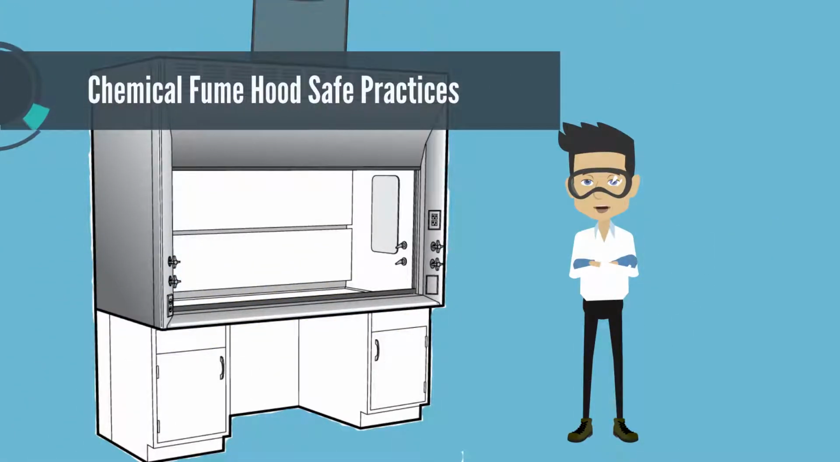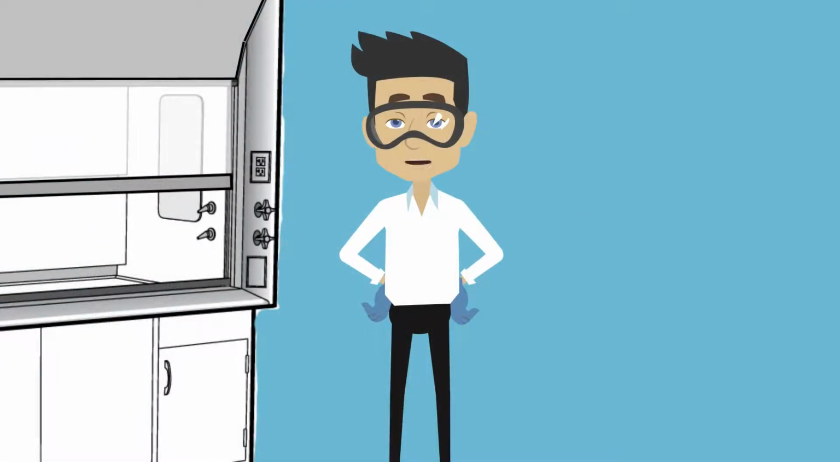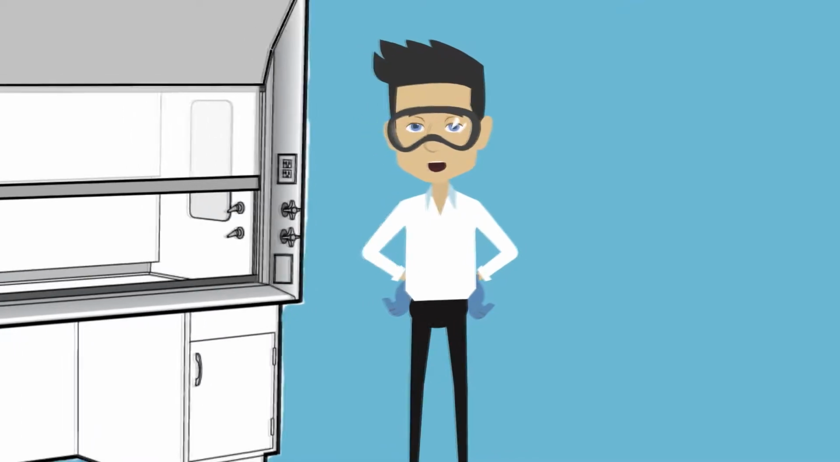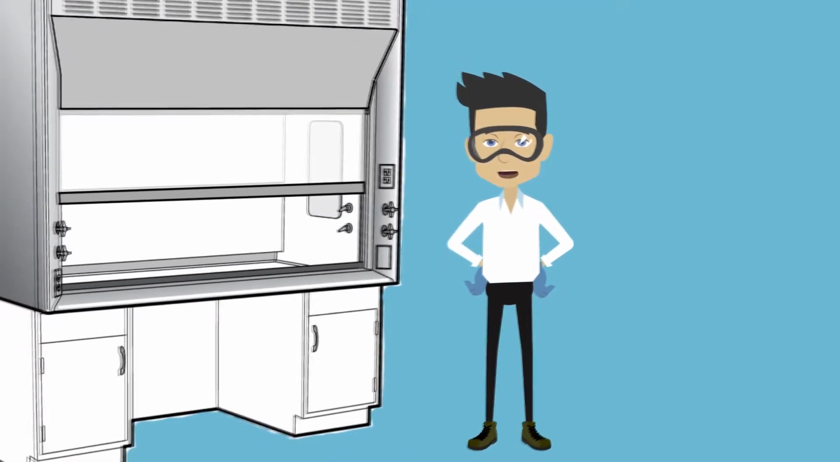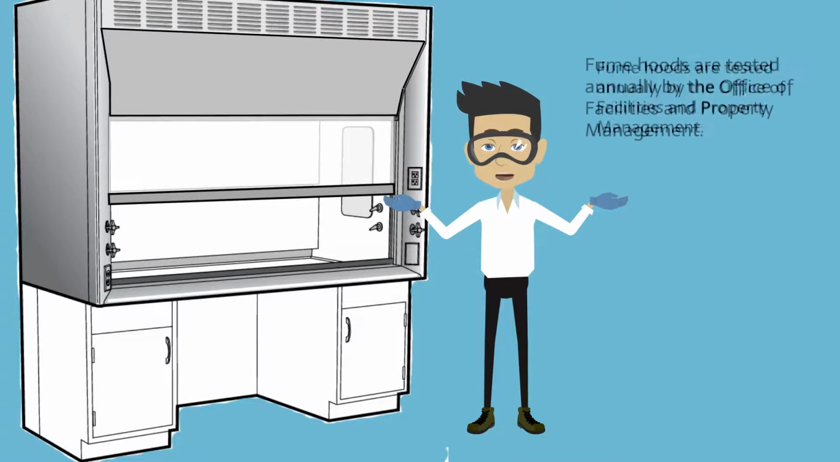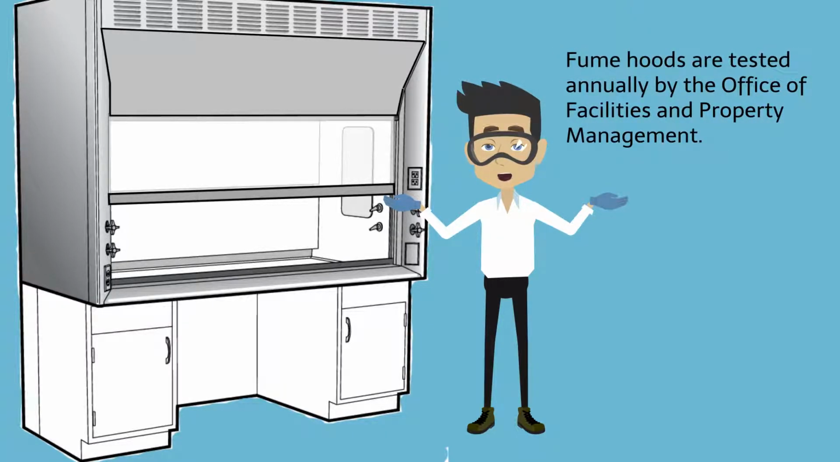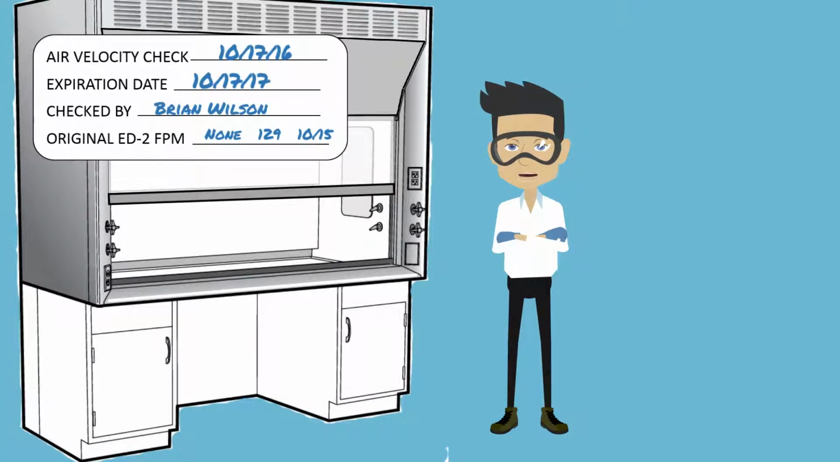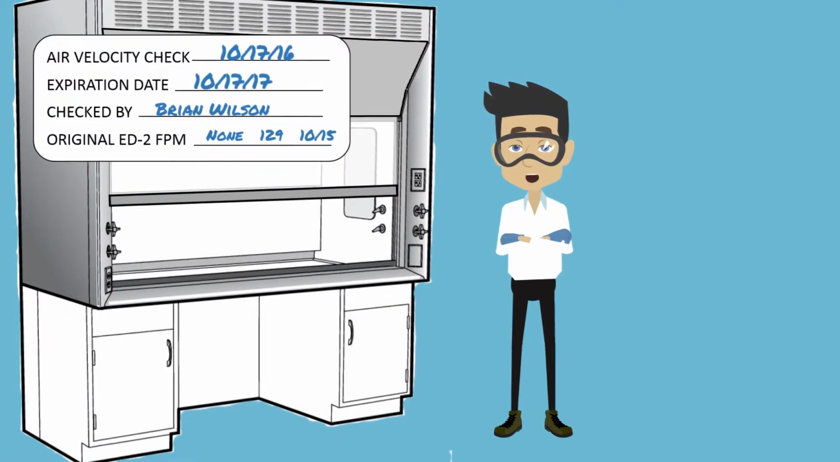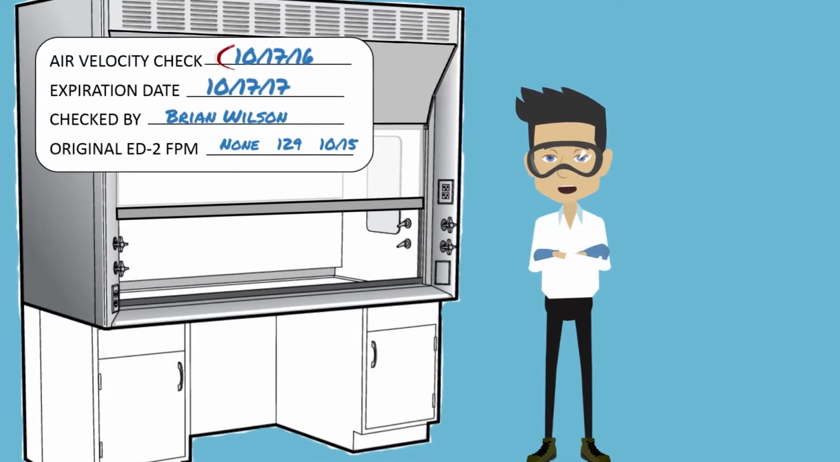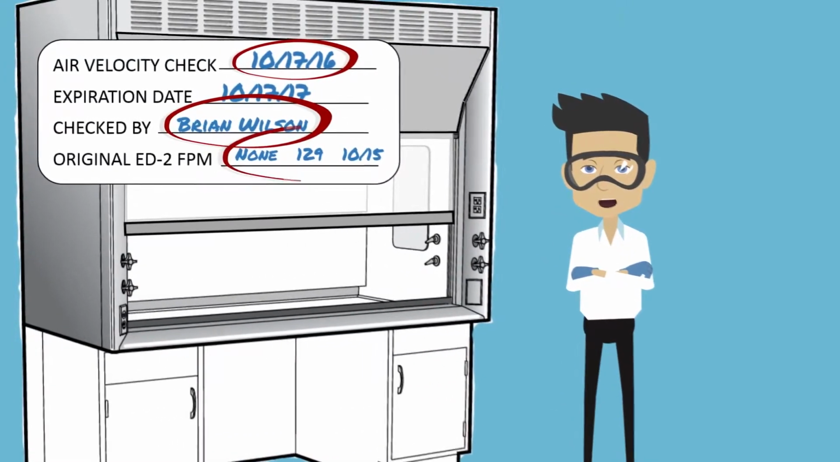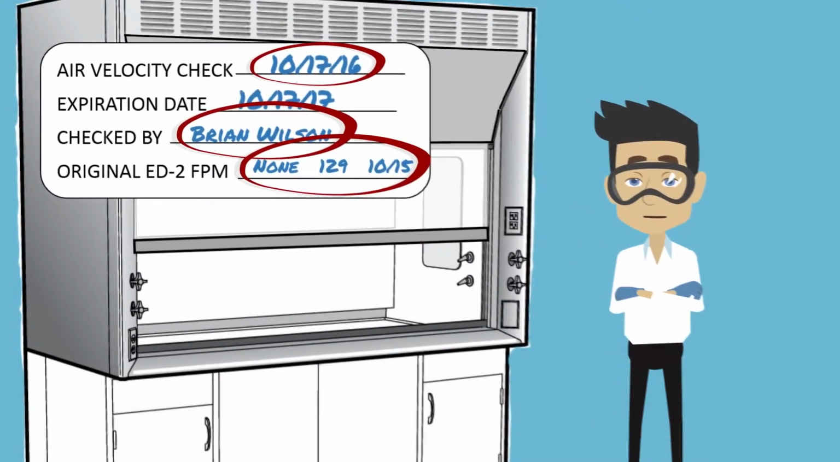Most safe practices focus on preventing the disruption of proper airflow and cross drafts. Before you start your activity in your fume hood, confirm that it has been certified within the past 12 months. NIST's chemical fume hoods are inspected and tested annually by OFPM for functionality and condition. A certification sticker is placed on the front of each fume hood indicating when the last inspection was done, by who, and at what conditions.